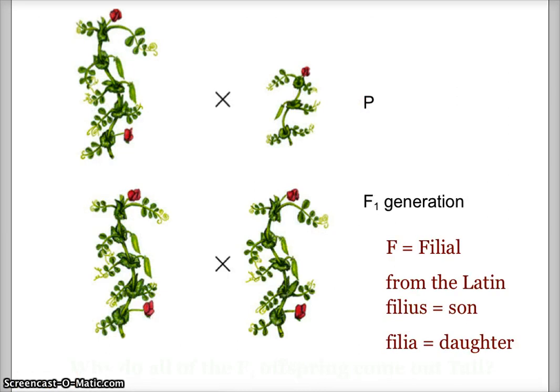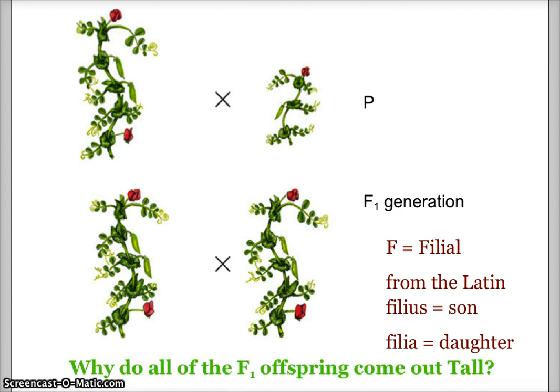Now, when Mendel took these two first parents, pure for tall and pure for short, the outcome of those parents he named filial 1, or F1 generation. Filial comes from the Latin word filius for son, or filia for daughter, and that's why we use F1 to denote this generation. Now, the strange thing is all of the offspring of this generation are tall. No medium-sized plants, no short plants, only tall.